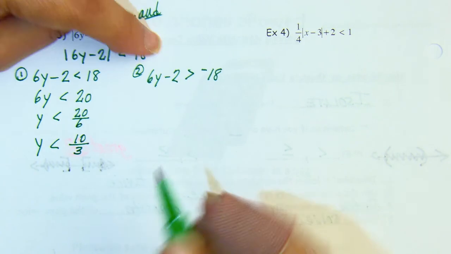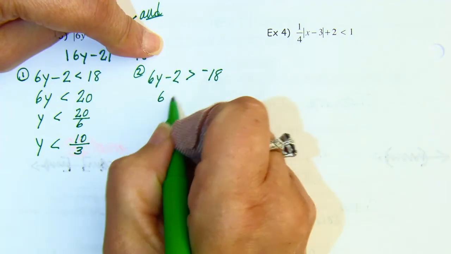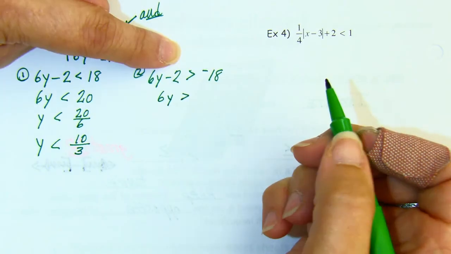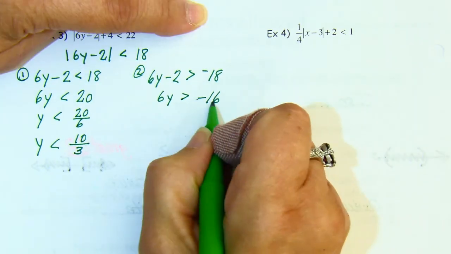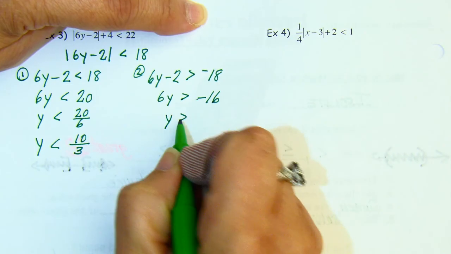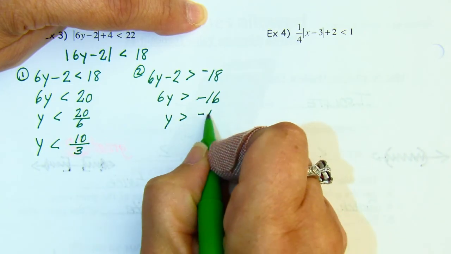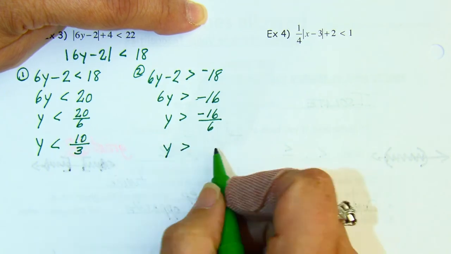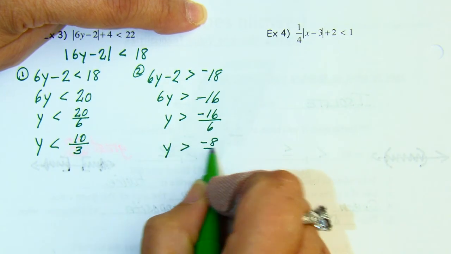All right, case 2. I'm going to add 2. 6y greater than, add, that is negative 16. Divide, y is greater than negative 16 over 6. Simplify, y is greater than negative 8 over 3.